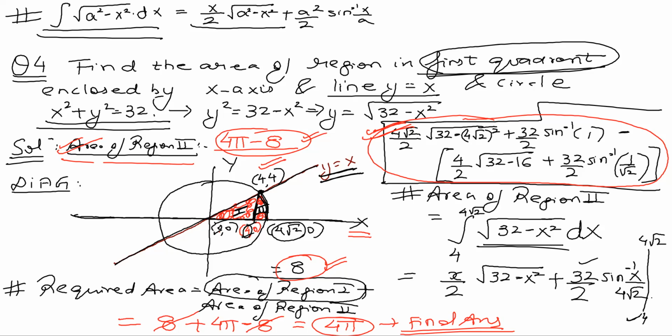So I hope all students have understood this question. Area of the whole region is 4 times pi. So first we find the area of region 1 where x goes from 0 to 4. We integrate x dx, and then we find the area of region 2 where x goes from 4 to 4 root 2, and the area of region 2 comes out as 4 pi minus 8. We add them up, we get the final answer.